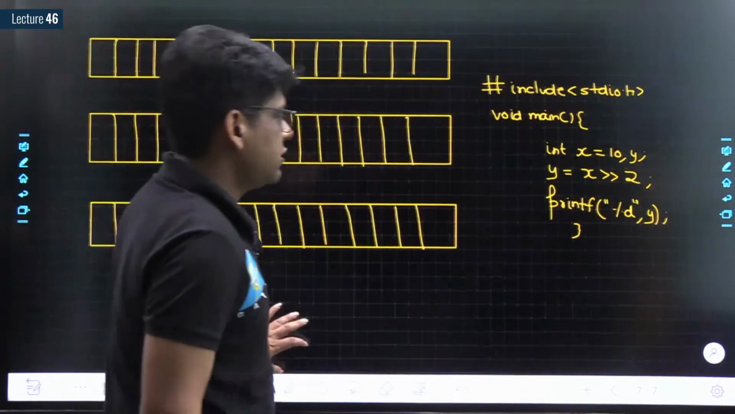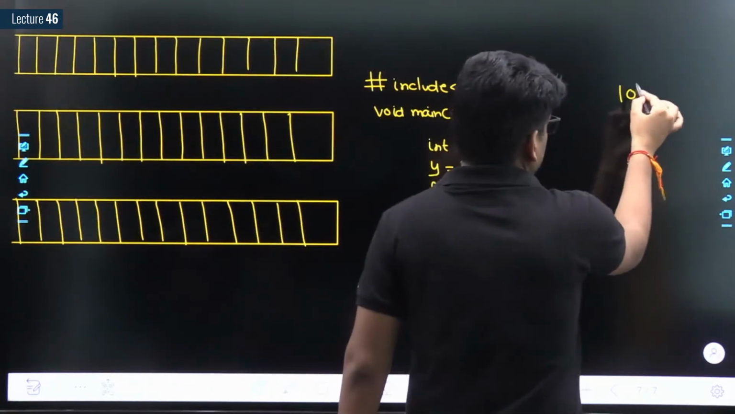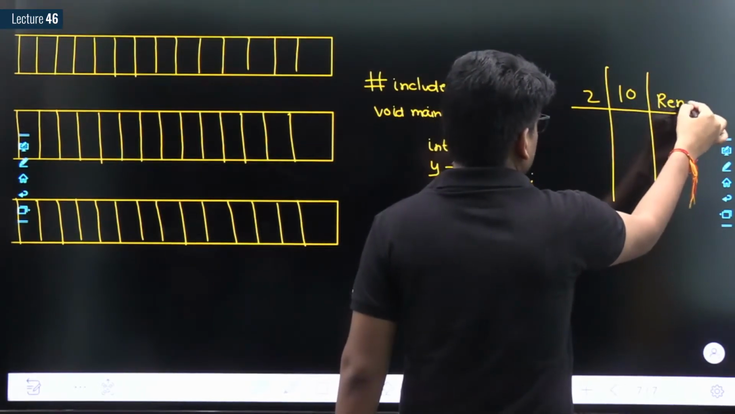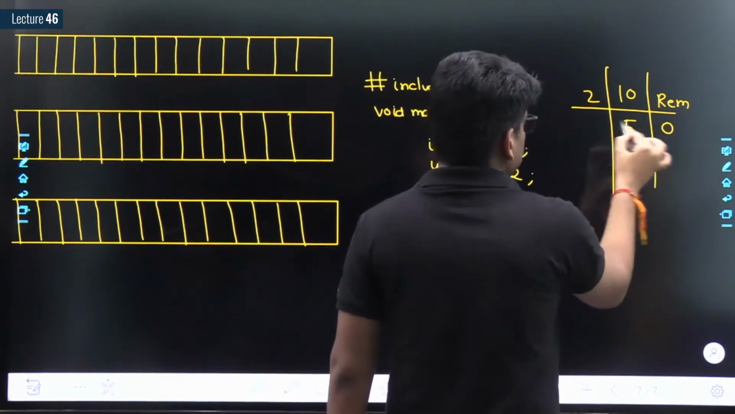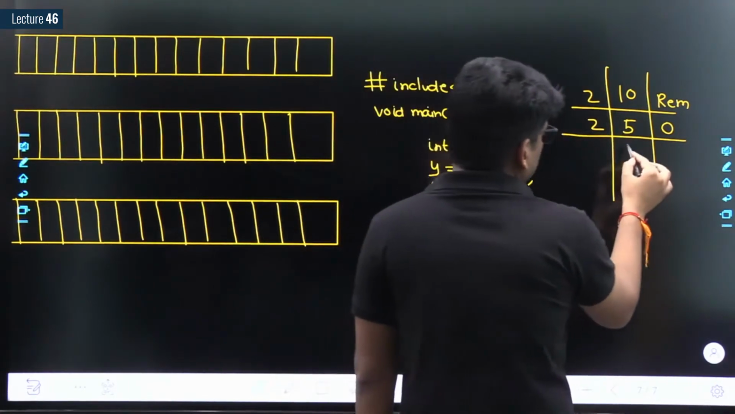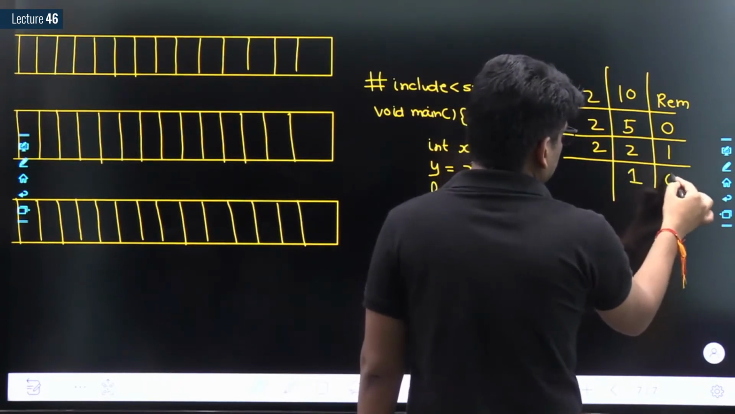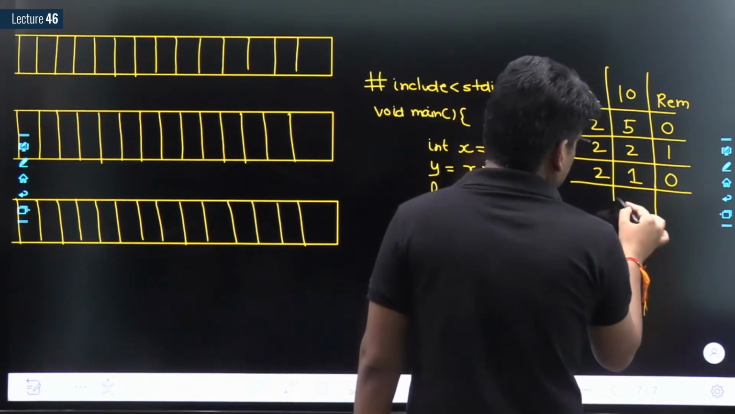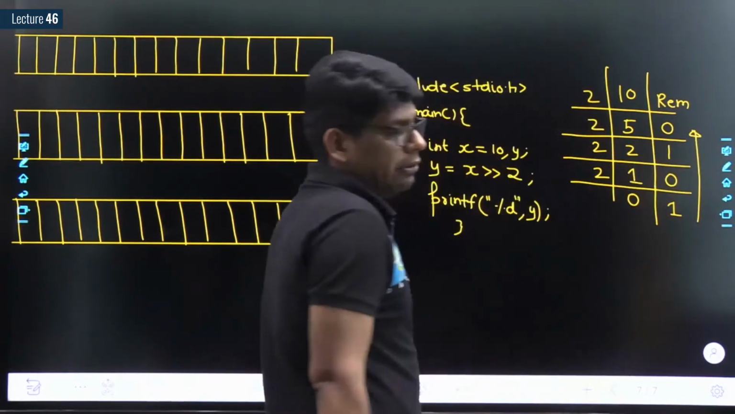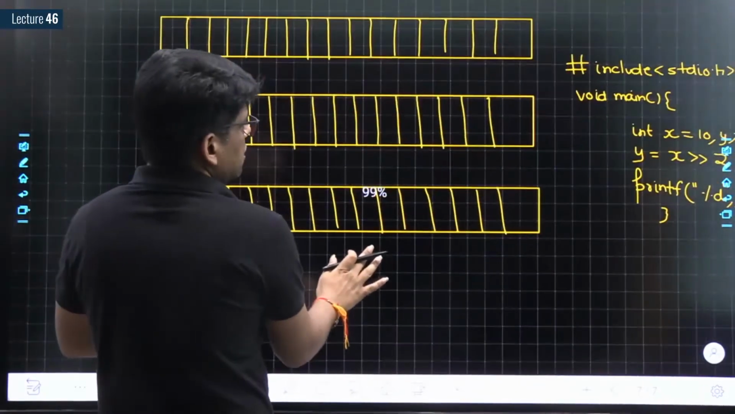First we need to find the binary equivalent for 10. So let me find it. If I divide 10 by 2 and store the remainder, it goes 5 times, the remainder is 0. The quotient 5 divided by 2 goes 2 times with the remainder 1. If I again divide 2 by 2, it goes 1 time with the remainder 0. And if I divide 1 by 2, it goes 0 times with the remainder 1. So the binary equivalent for 10 is 1010.